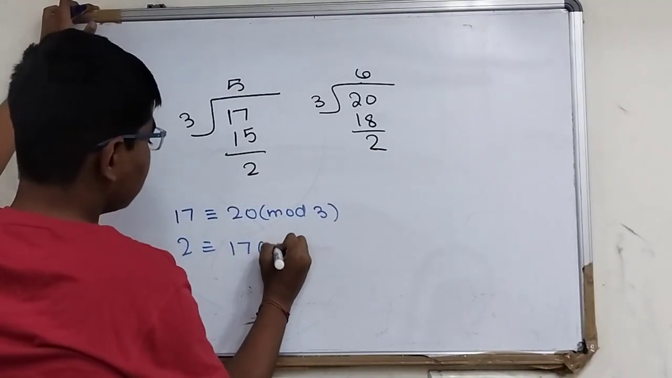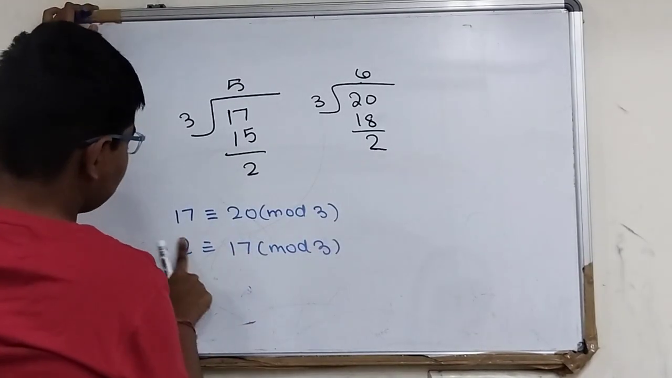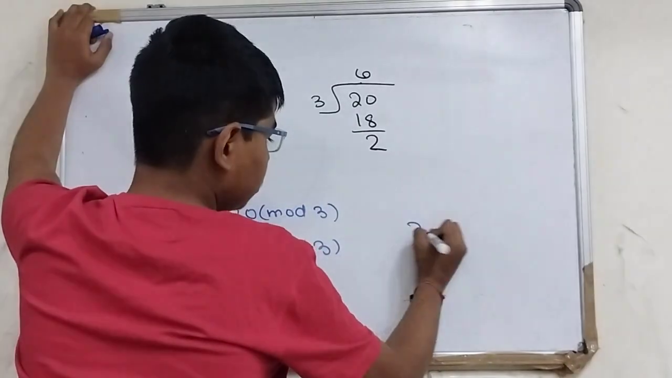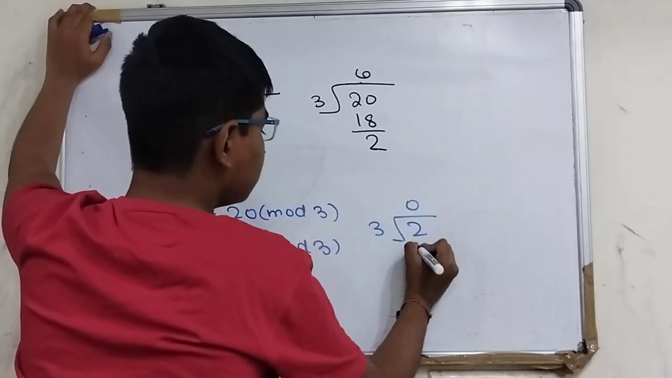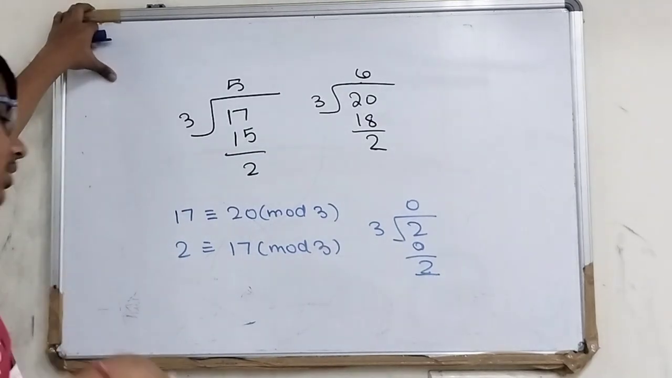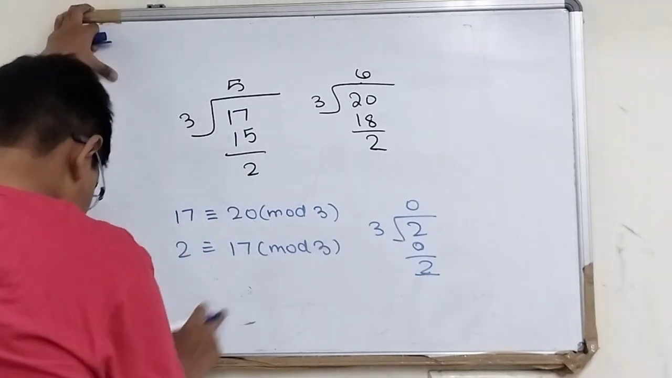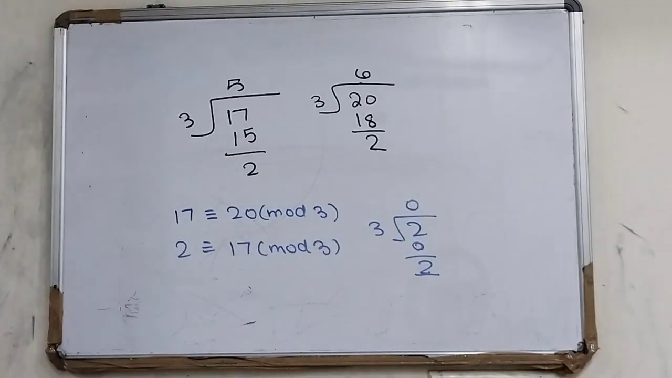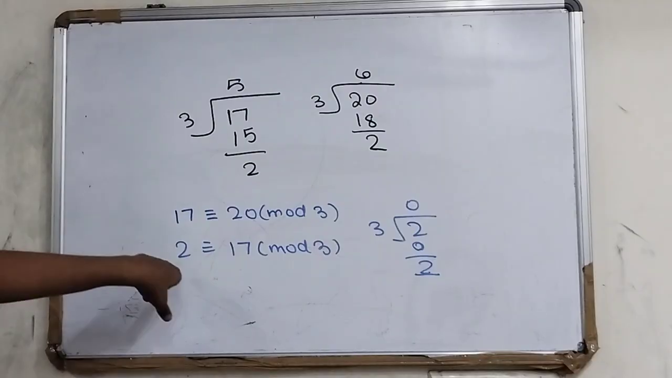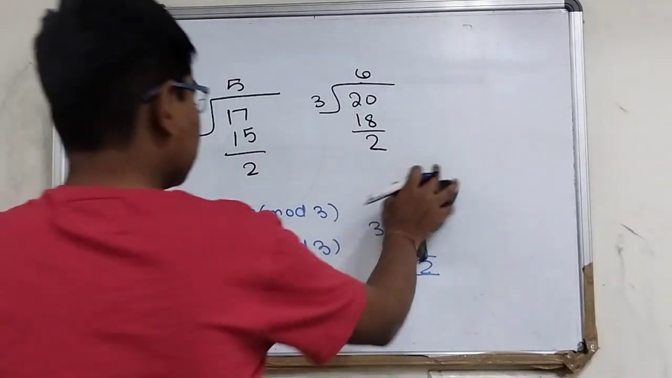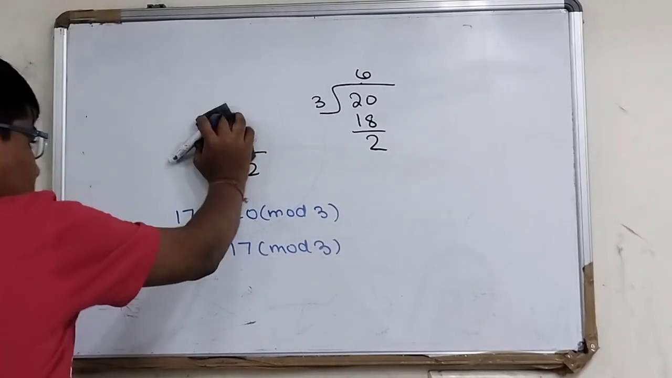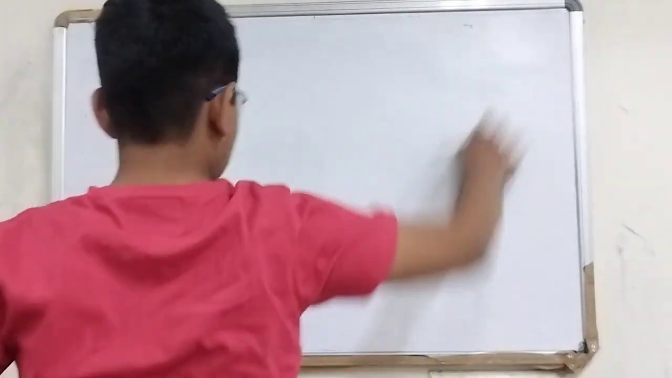We can also say 2 and 17 are congruent, because when you divide any number smaller than the divisor, for example 2 divided by 3, the remainder will be the number itself. So here also 2 will be the remainder. So 2 is also congruent to 17 mod 3. Here I won't explain the congruence modulo entirely. I am here to explain my theory and my research paper.